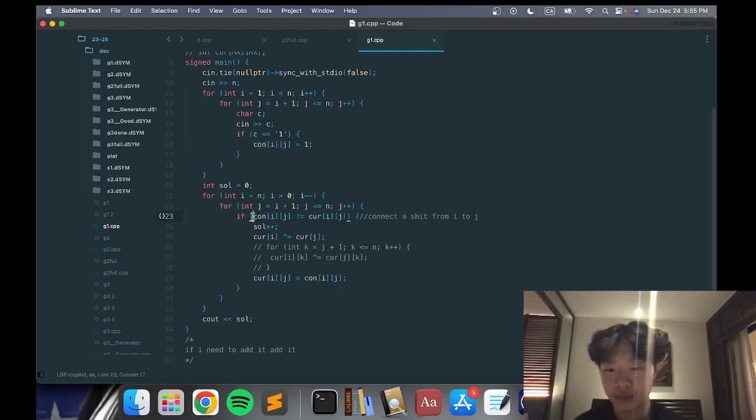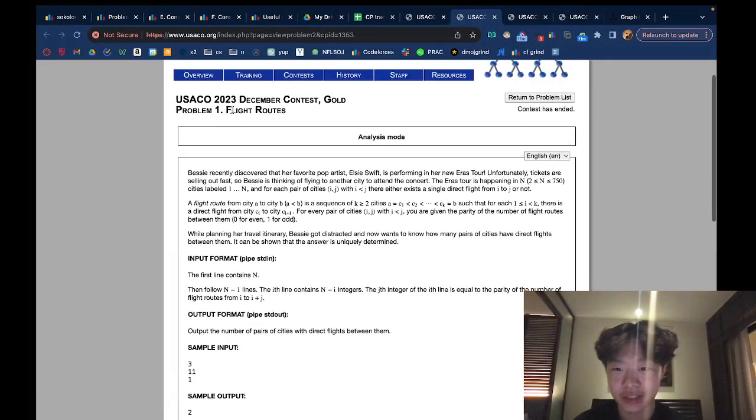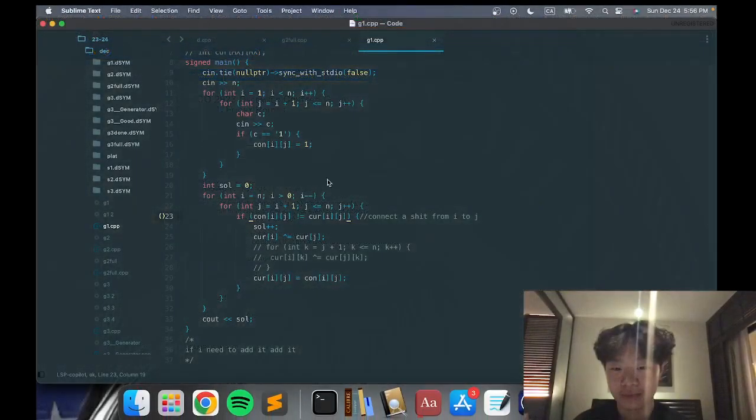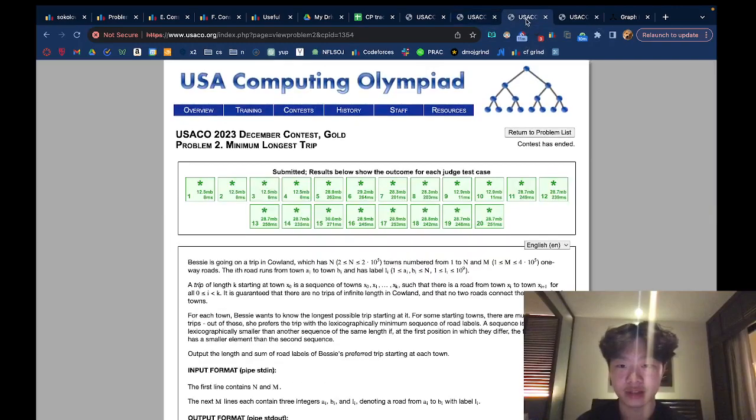So at every place, we only add a direct flight. We only add it if it's different. So only if we need to add it. Okay. So this question was pretty easy. You could solve it in O(n) cubed. So I didn't even need to use bitset, but I still did.